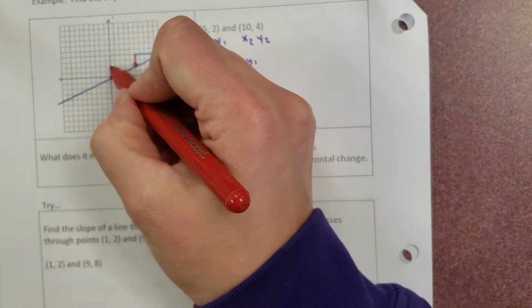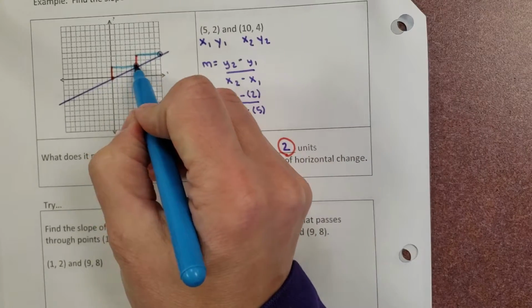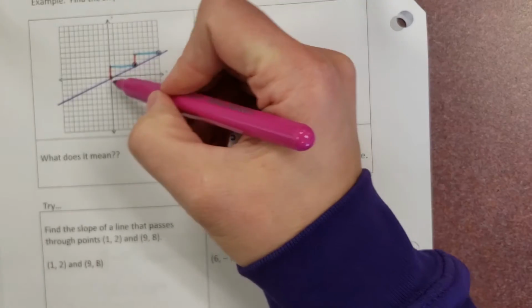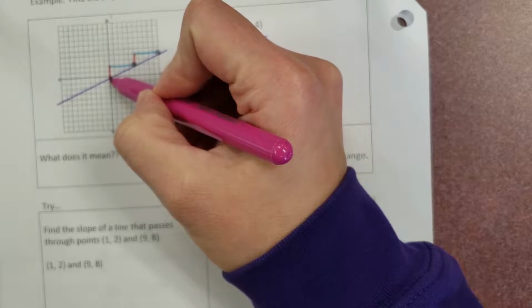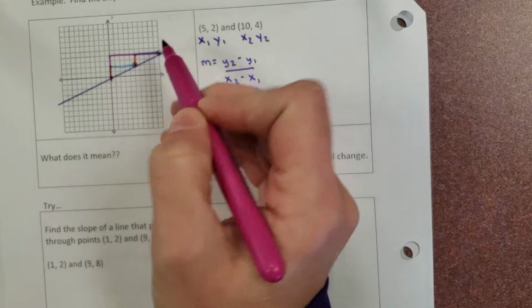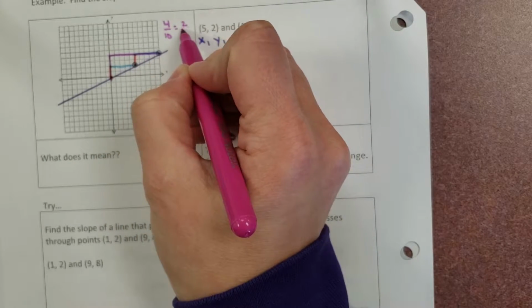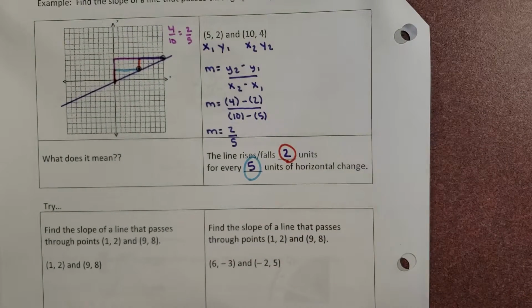Here's one here. 1, 2, 1, 2, 3, 4, 5. I can even do it between 2 points that are far away from each other. See, if I go from this one to this one, I would have to go 1, 2, 3, 4 over 10. And 4 over 10 simplified is 2/5. Isn't that cool? Slope is a really neat thing.